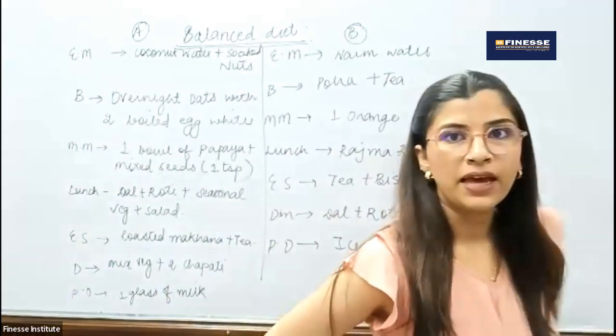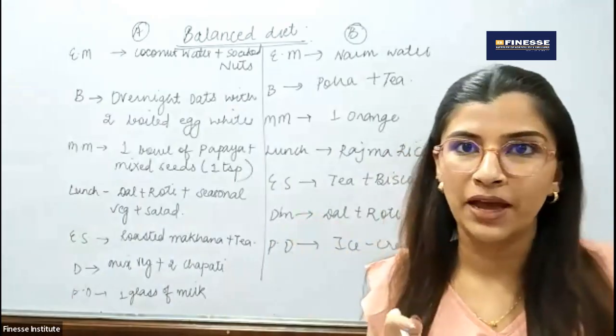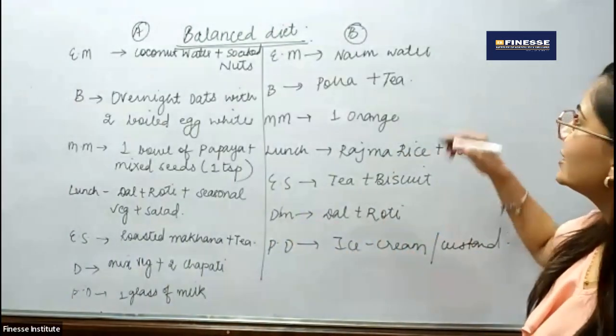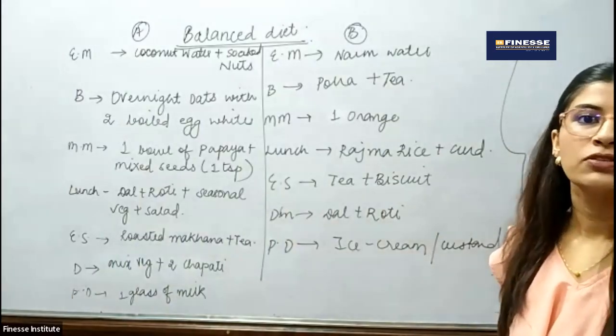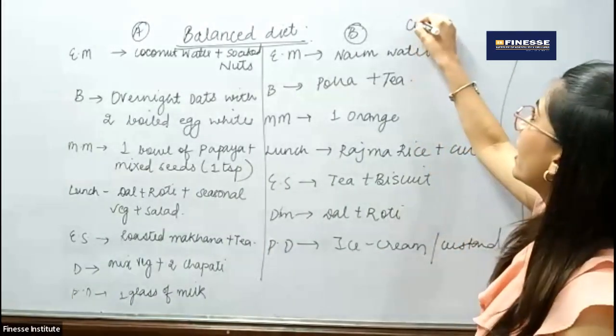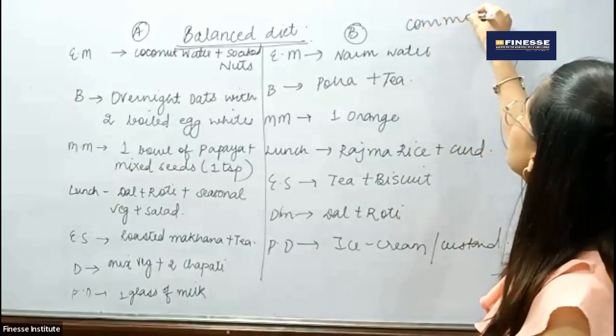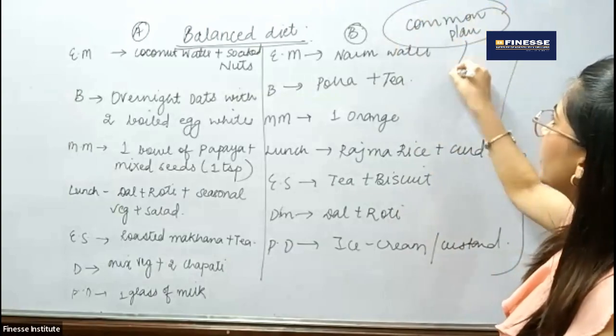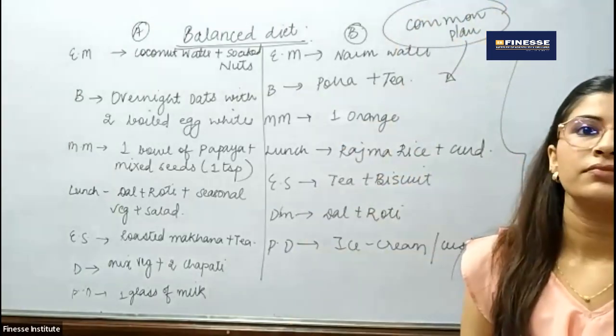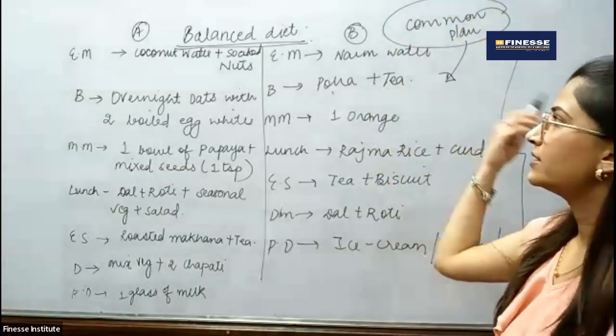We know that the A plan is more balanced than the B plan. But have you observed that this B plan is the plan which mostly the people consume? Yes, this is the most common plan followed by the Indian household. The one who's not taking a diet plan, they are consuming this. And they think poha and tea is healthy.